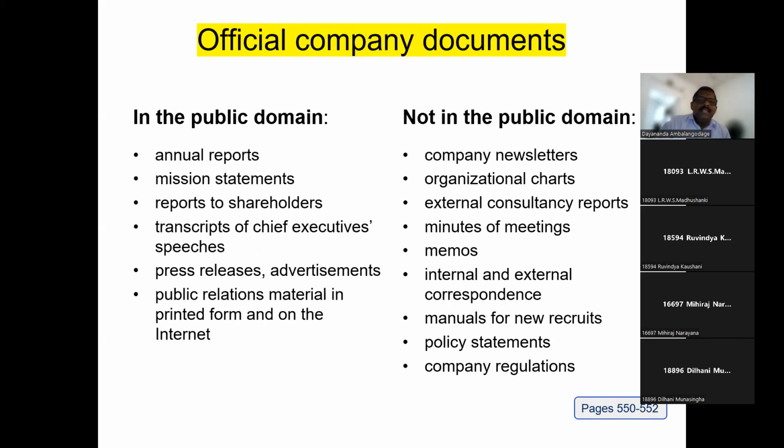Official company documents in the public domain: there are certain documents available, such as annual reports, mission statements, reports to shareholders, transcripts of chief executive speeches. Many things, no need of explaining. But not in the public domain, maybe the company newsletters, organization charts, not the simple but the descriptive, comprehensive organizational chart may not be available. External consultants' reports, minutes of meetings, memos, internal and external correspondence, manuals for new recruits, policy statements, company regulations. The best thing is to visit the library of the particular organization.